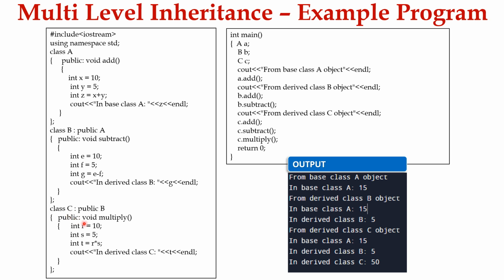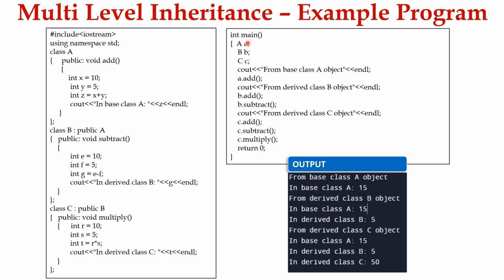Class C defines the member function multiply, and we have declared the variable R of integer data type assigned with value 10, variable S of integer data type assigned with value 5, and variable T of integer data type assigned with the expression R into S. And finally, using the cout statement, we have displayed the value of the variable T to the user.